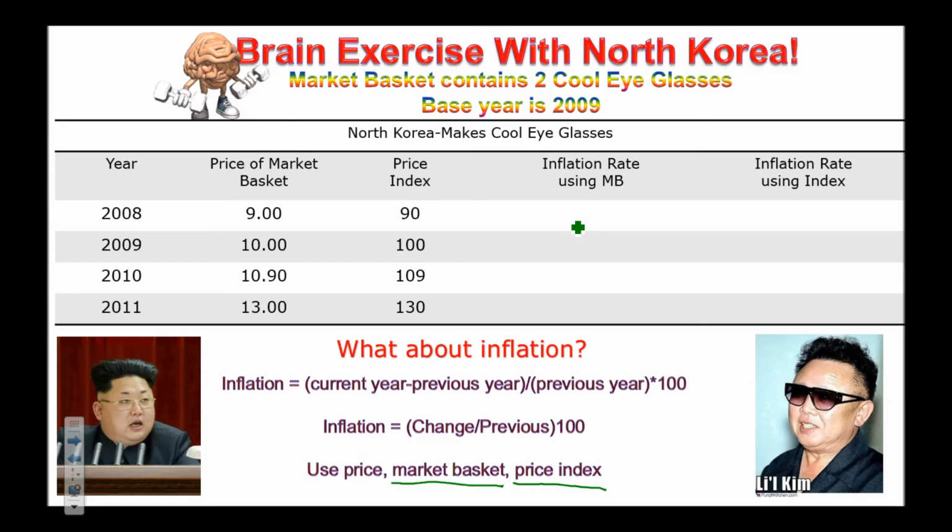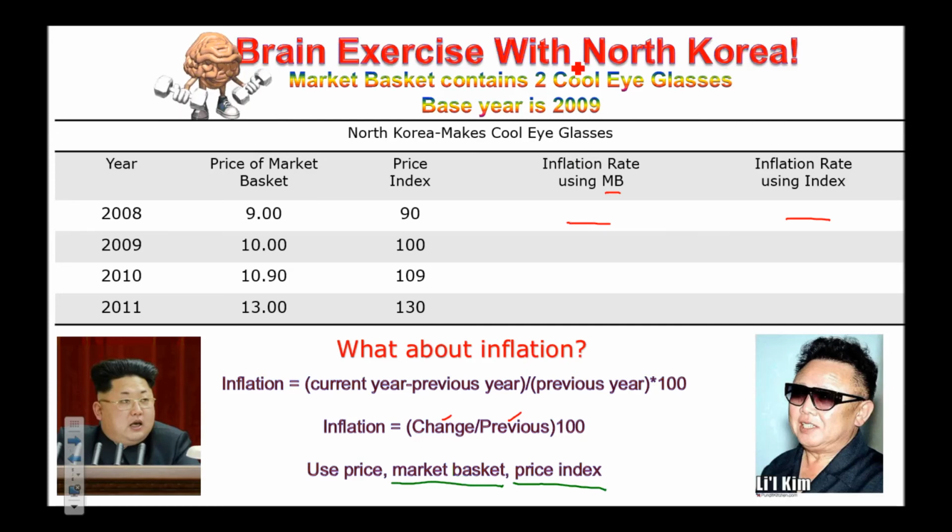Okay? So first thing we'll do is we'll calculate inflation using the market basket. Okay? So it says here to take the current year minus the previous year market basket, and then divide by that previous year, and then multiply by 100. So basically we're taking the change, dividing by the previous, and then multiplying by 100. Okay? So for 2008, we cannot calculate inflation because we don't know what happened in 2007. But for 2009, we can. Let me move that arrow.